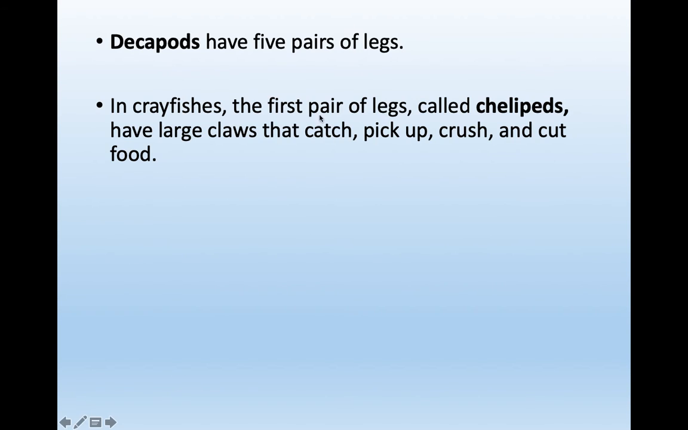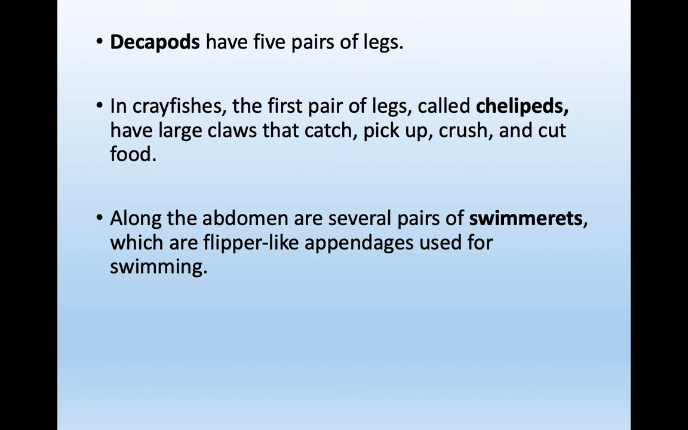Okay, the first pair of legs, at least in crayfishes, are called chelipeds, and these chelipeds have claws on them, and these claws are used to catch, pick up, crush, and cut up their food. So they're considered the claws, but technically they're called chelipeds. And then after this first pair of legs, you have walking legs, which I don't have listed on here, but we'll point them out on the diagram. The other legs are called walking legs.